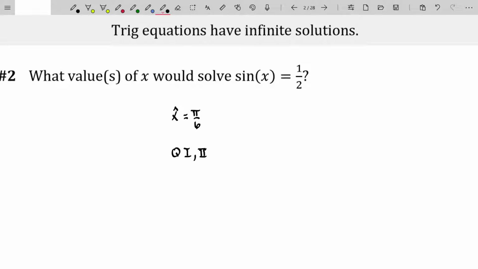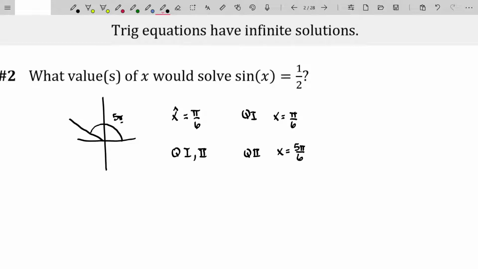Now, some students would say, therefore, x could be pi over 6, because that's a quadrant 1 angle with a reference angle of pi over 6. I'll write quadrant 1. And our quadrant 2 solution, some students would say, is 5 pi over 6, because again, that angle, 5 pi over 6, terminates in quadrant 2 and has a reference angle of a regular old pi over 6. Reference angles are so important.